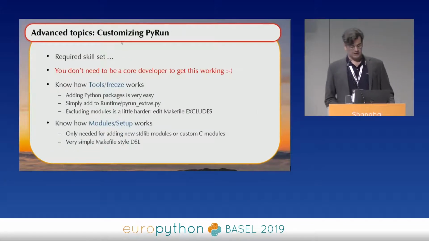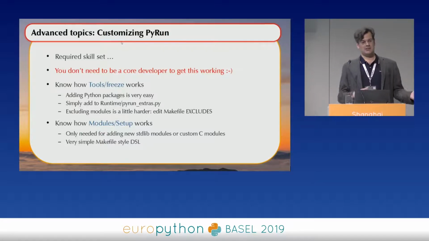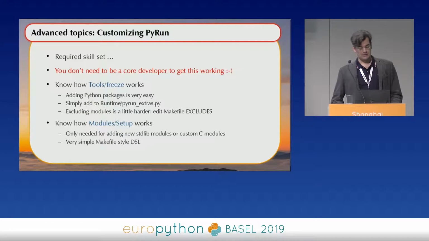Okay, so customizing PyRun. Of course, this was the easy way to do things. You just get the PyRun for your platform. Maybe you have to compile it yourself. Normally, we provide binaries for these. We haven't done that in a while because the build farm that we had basically crashed, and I haven't had time to fix it and get it running again. So the nice thing about this is that you don't actually have to be a core developer to do this. If you know the right places to fix and the right places to tweak, then it's not that hard. So of course you should know a bit about how freeze works.